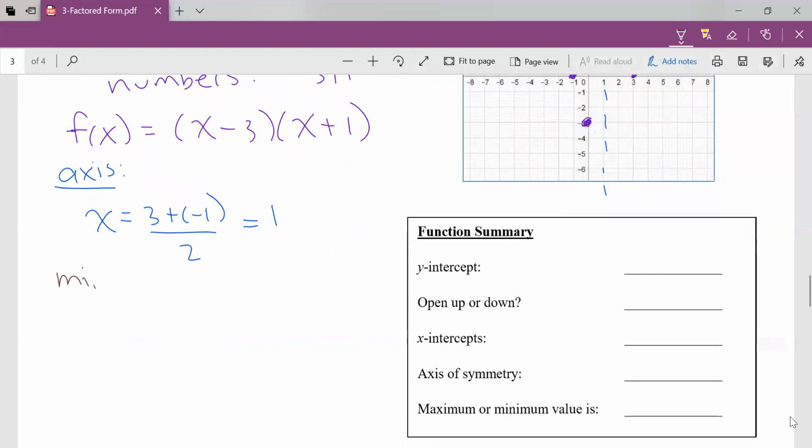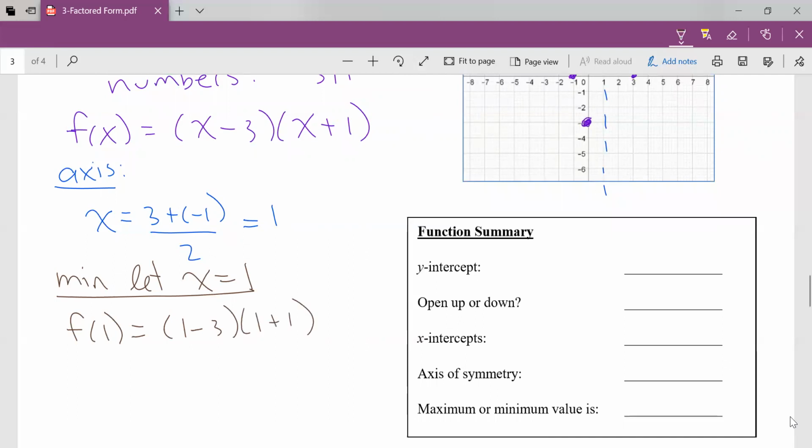So to find the min, I'm going to let x equal 1. So I stick that into my function. I say f at 1 is 1 minus 3, 1 plus 1. And I'm just going to go sideways here because I'm running out of room. That's very bad to do mathematically, but I'm going to do it. I apologize. That's going to be at negative 4. So my minimum is at (1, -4).